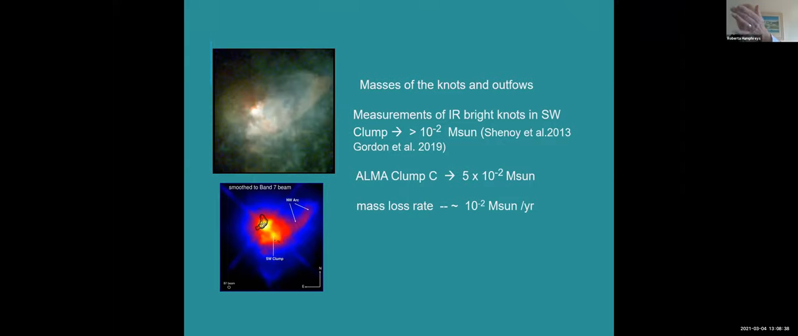Well, first of all, one of the things we're always interested in is the mass of the knots. Based on the infrared observations of the southwest clump and the ALMA clump C, the total mass in these knots is several times 10 to the minus 2 solar masses. Basically more than 1/100th the mass of the sun. So about 10 times the mass of Jupiter in these individual knots.